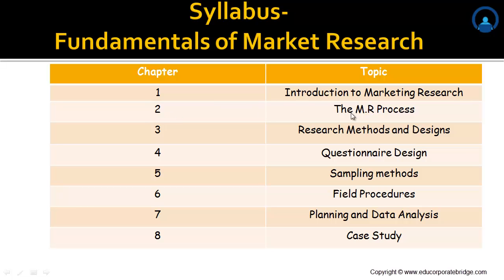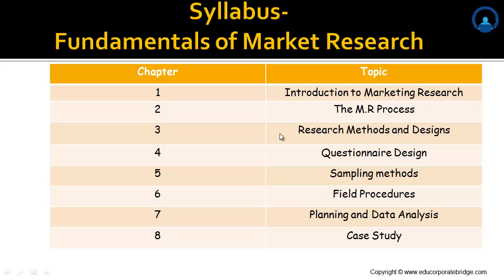Chapter number 2 is the MR process. Here we'll be understanding right from the beginning till the end, how do research organizations or companies that want to undergo a research process, how do they go about the entire process. So a lot of stages in this. So it gives you light about how to go about the entire research in a very systematic manner from the start till the end. Chapter number 3 is research methods and designs.